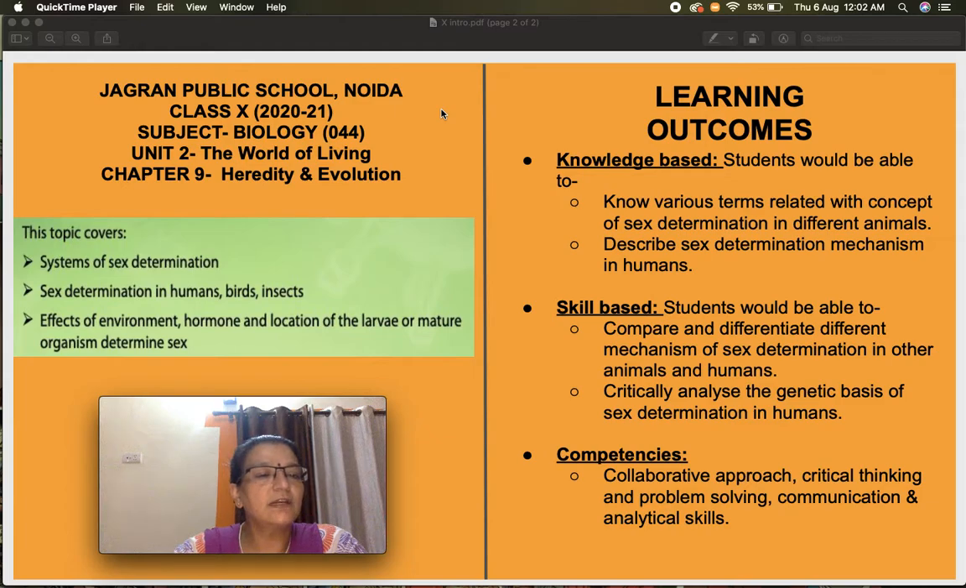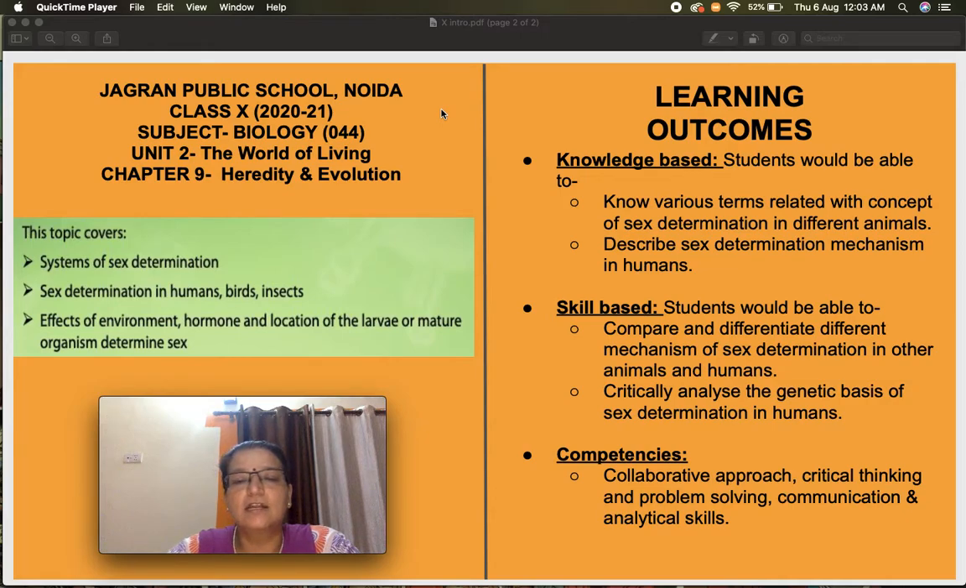In today's class, we will cover the topic systems of sex determination in different organisms. Specifically, we will talk about the XY system of sex determination in humans and the basic concept of genetics related to sex determination in humans. Side by side, a little bit about the effects of environment, hormone, and location of the larvae, which are also utilized to determine the sex in different organisms. That we will also study in today's class.